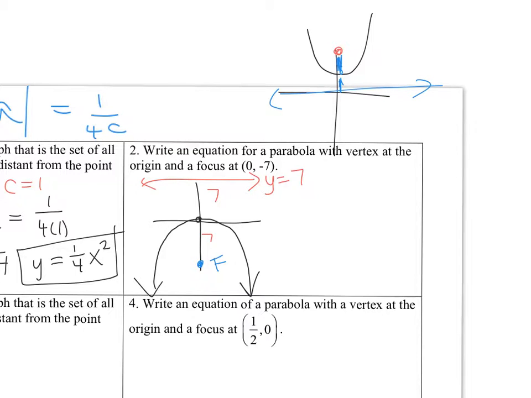So to write my parabola, I'm going to do A, which I know is going to open down, or be negative, equals 1 over 4 times C, where C is the distance between the focus and the vertex. So this is 7. So A is 1 over 28. However, I know that this is opening down. This is negative, so my equation is going to be y equals negative 1 over 28 x squared.